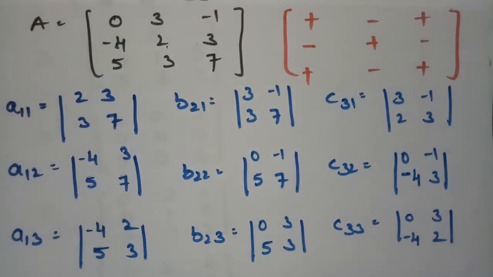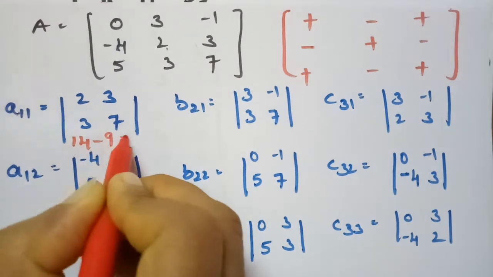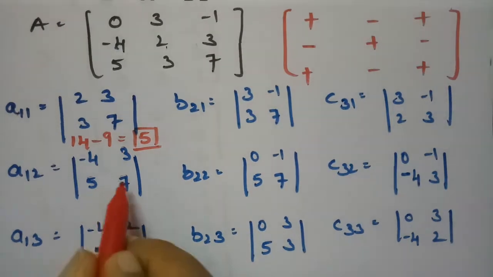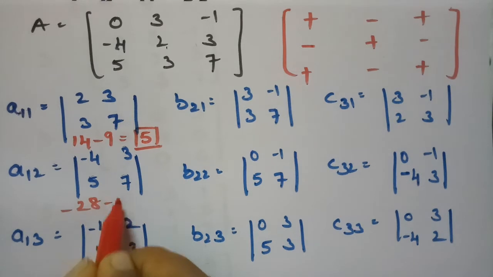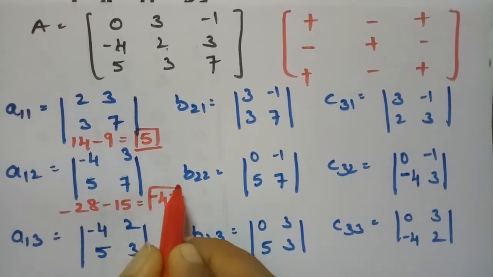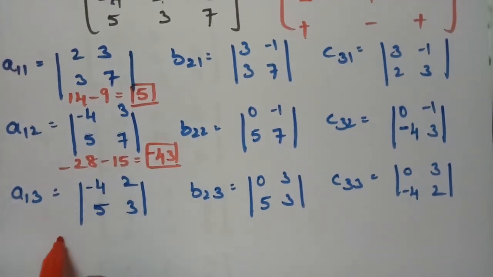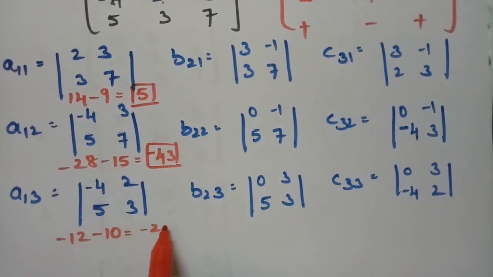Now I have to find out the values. For finding the values, see, 2 7s are 14. So this is 14 minus 9, so this will be 5. And here if I multiply, this is 4 into 7, so this is minus 28 minus 15. So this is minus 43, and the next one here is minus 12 minus 12. This is minus 22. So this value is minus 22.